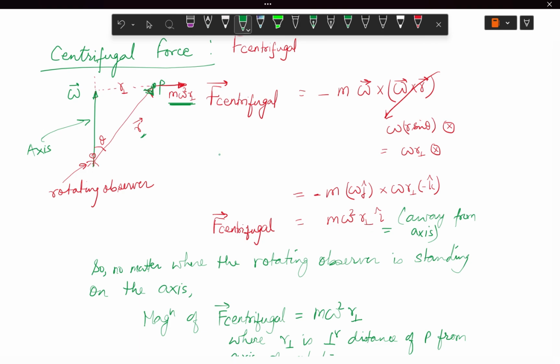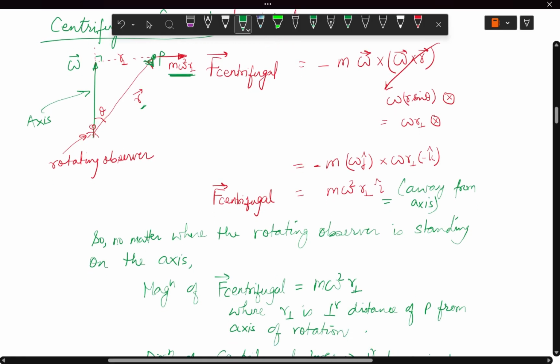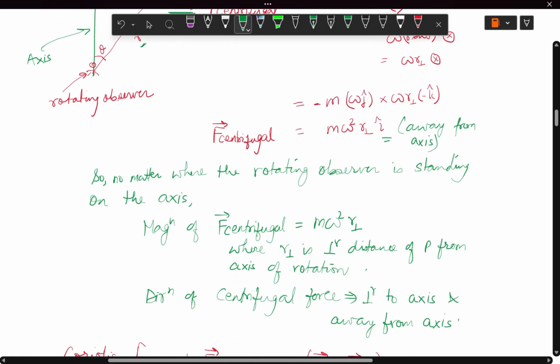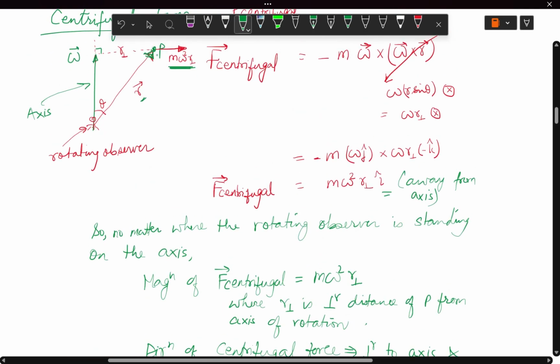So always remember that no matter where the rotating observer is, he can be anywhere on the axis, the centrifugal force will always be m omega square into r perpendicular, and it will always be directed away from the axis, perpendicular to the axis and away from it. So what is its magnitude? m omega square r perpendicular. And what is the direction? The direction of the centrifugal force is away from the axis, perpendicular to the axis, right?